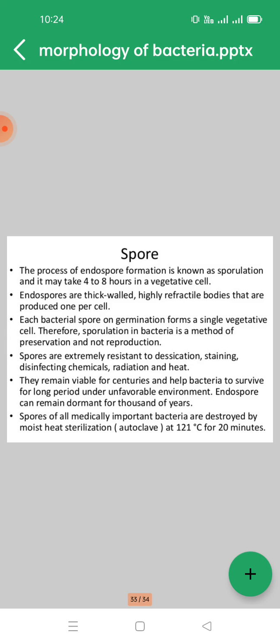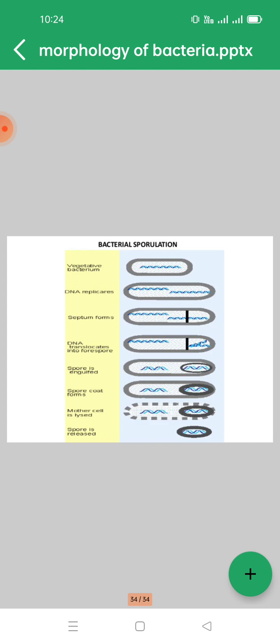Then how can we destroy these endospores? By autoclave sterilization, that is, moist heat sterilization at 121 degrees centigrade for 20 minutes, we can destroy these spores. Next is bacterial sporulation. How does the bacterium undergo sporulation? In the vegetative cell, DNA replication occurs and a single septum is formed inside the cell. It divides the DNA into two, and one DNA is engulfed. A spore is formed, the spore coat is formed, and then the mother cell is lysed and the spore is released.